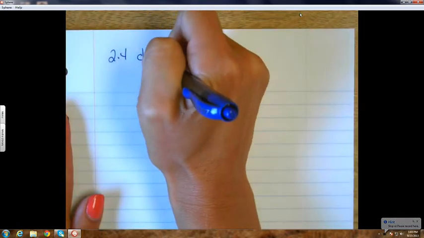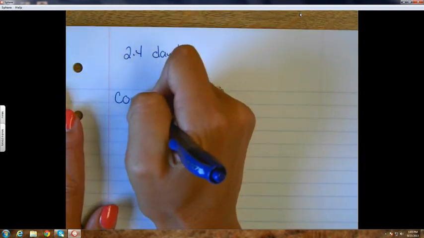Okay, 2-4, day 1. We are going to look at continuous functions, the calculus version.